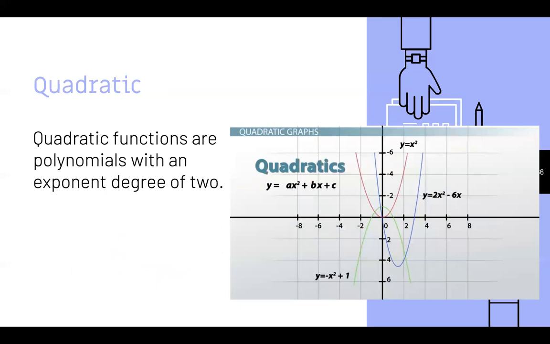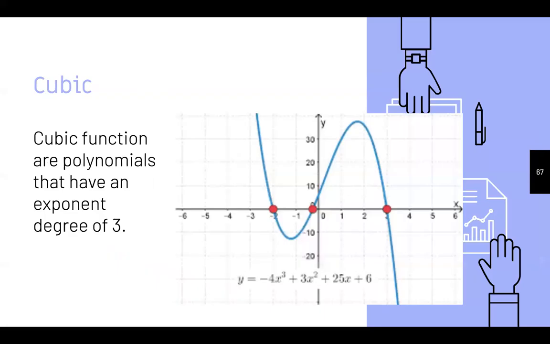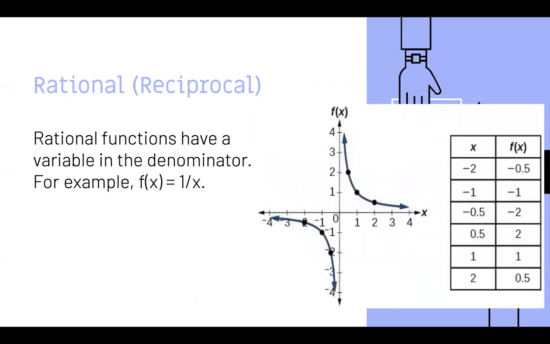The quadratic functions are polynomials with the exponent degree of 2. That common formula is ax squared plus bx plus c, right? That x squared. And we can see different types of quadratic functions there. Cubic functions are polynomials that have an exponent degree of 3. 4x cubed shows that a cubic function can intersect the x-axis 3 different times.